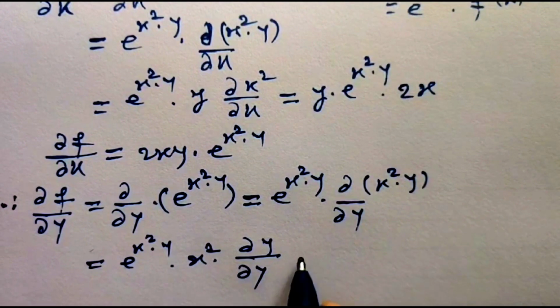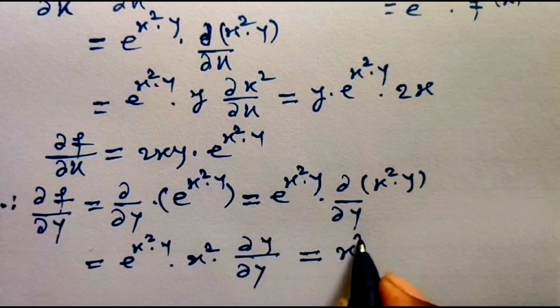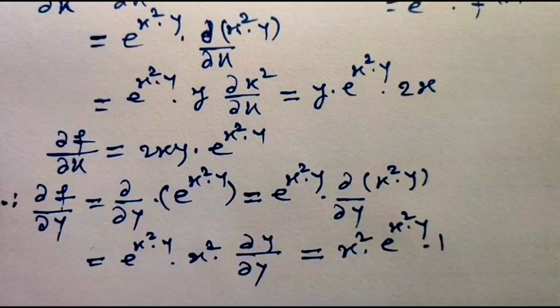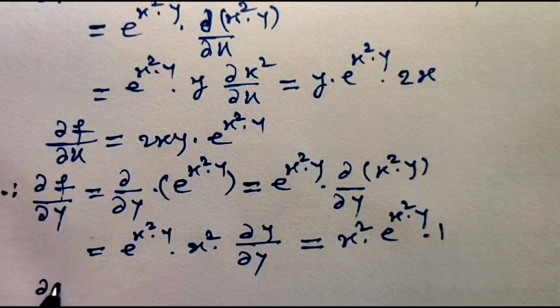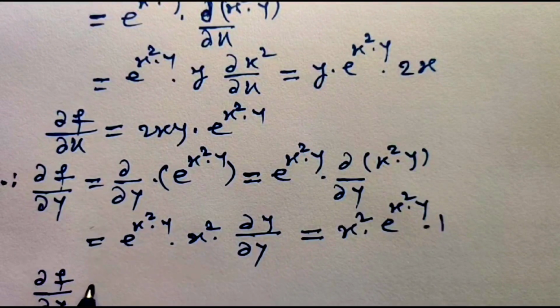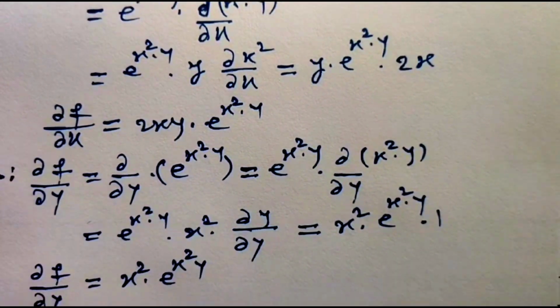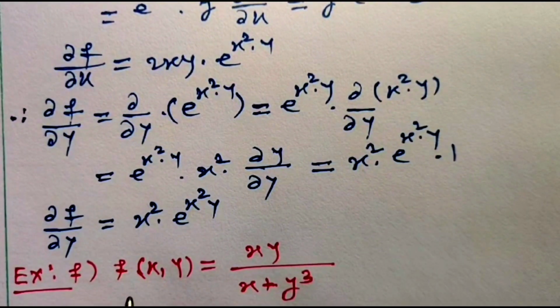But you know the partial derivative of y with respect to y is 1. So finally this is equal to x square into e to the power x square y into 1. Hence we can write the partial derivative of f with respect to y is equal to x square into e to the power x square y. This is the answer. Let us solve the next sum. f of x comma y is equal to xy divided by x plus y cube.